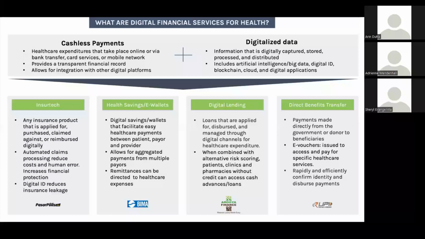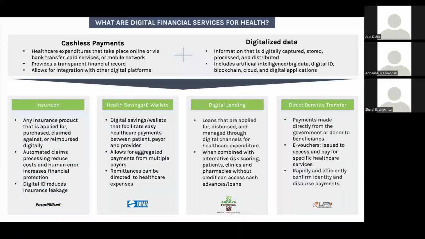Health savings are digital health savings accounts or health wallets that allow patients to store value within that wallet and put aside money for future healthcare expenses. This protects the money and ensures that that money is available for their healthcare.